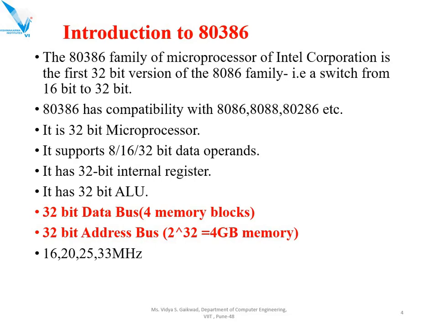It is a 32-bit microprocessor. Therefore, it supports data operands of size 8, 16 and 32-bit. It has internal registers of 32-bit. It has an arithmetic and logical unit of 32-bit. The data bus is of size 32-bit. The address bus is of 32-bit. The clock frequency of this 80386 can be either 16, 20, 25 or 33 megahertz.